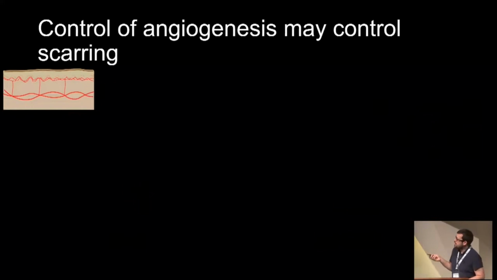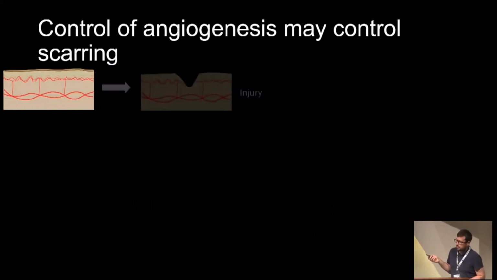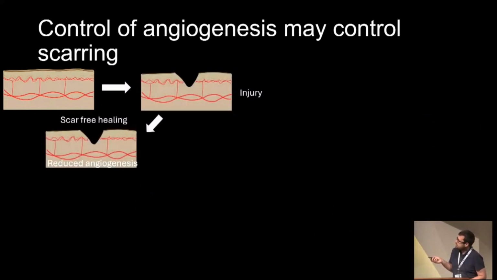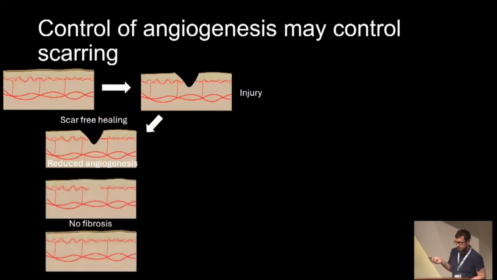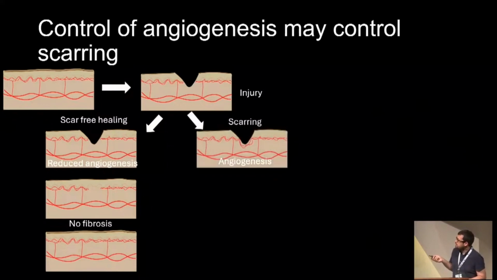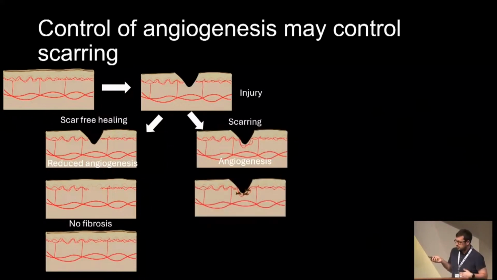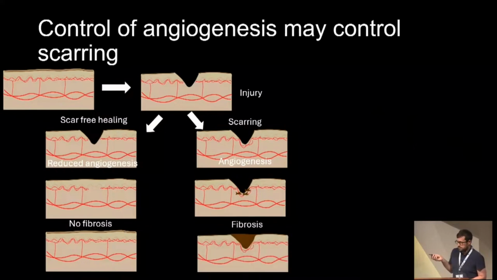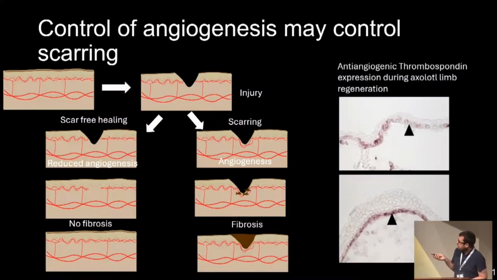So in this example here, following an injury in a non-scarring organism, there'll be controlled angiogenesis, allowing the wound to heal before angiogenesis occurs, which results in no fibrosis. But in an animal that scars, there's a burst of angiogenesis which quickly allows platelets and fibroblasts to come in and patch up the injury, but this results in fibrosis. And we know that in axolotls, from the postdoctoral work of my supervisor, that anti-angiogenic signals are expressed in the wound epidermis during regeneration to prevent excessive angiogenesis. So, this is why axolotls probably don't scar.